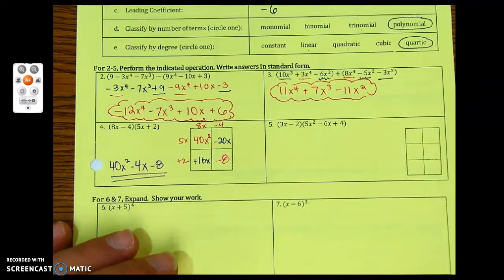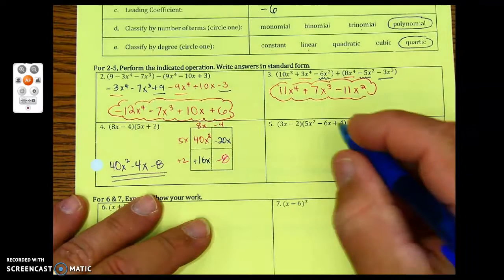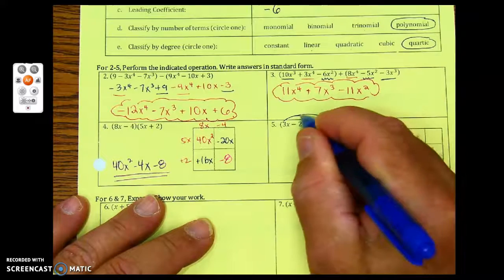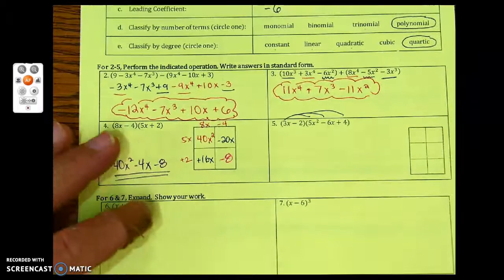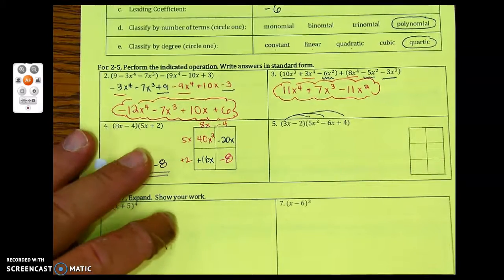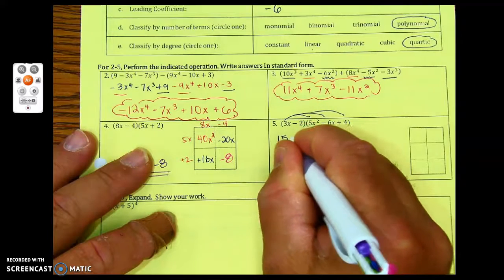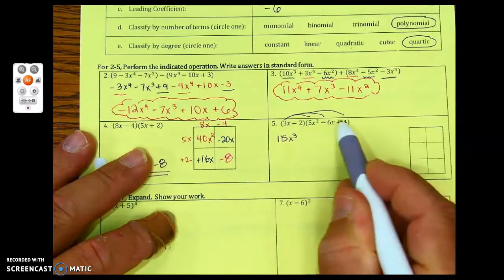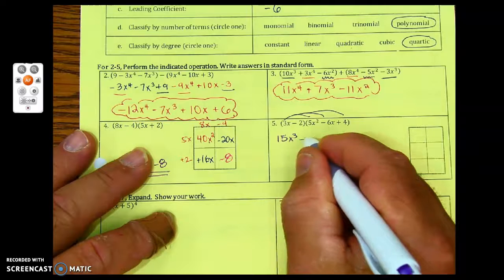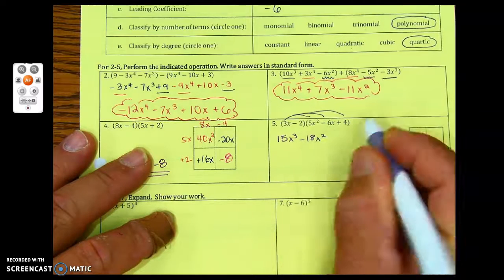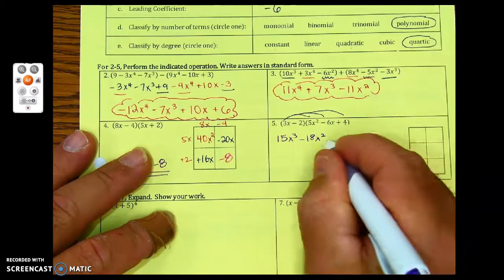Another multiplication problem this time. I'm just going to distribute just so I can show you that you don't have to always use the box method. All right, 15x to the third. 3x times negative 6x is negative 18x squared. Negative 2 times positive 4 is negative 8.